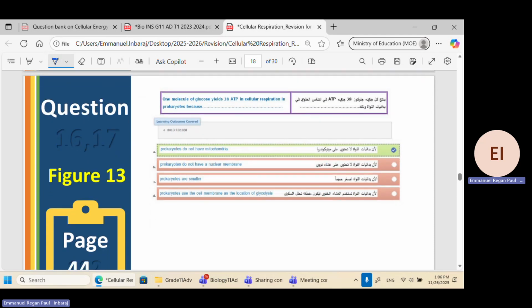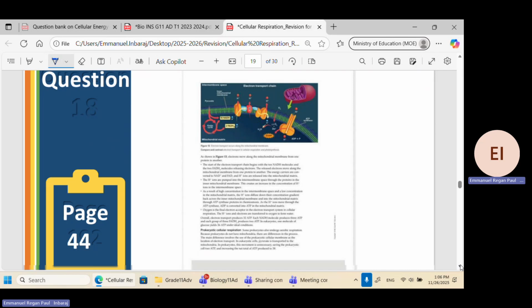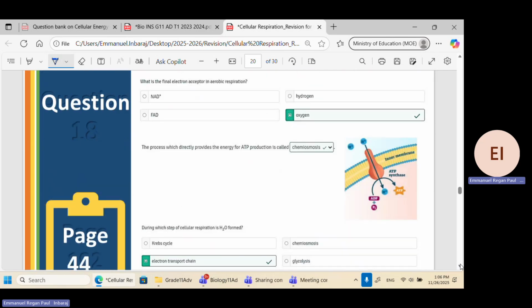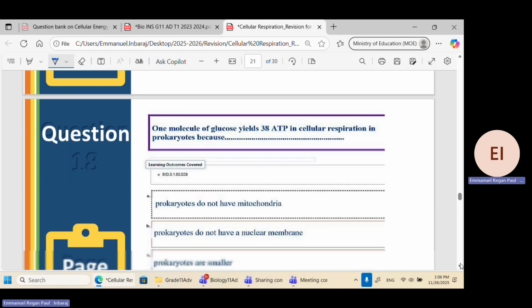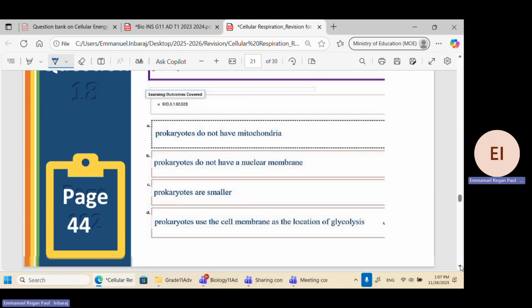One molecule of glucose yields 38 ATP because prokaryotes do not have mitochondria. All right, so this is all. You can read this. It's simple. It's the same question again and again, so you may get this question. Why do they produce 38 ATP? Because they do not have mitochondria.